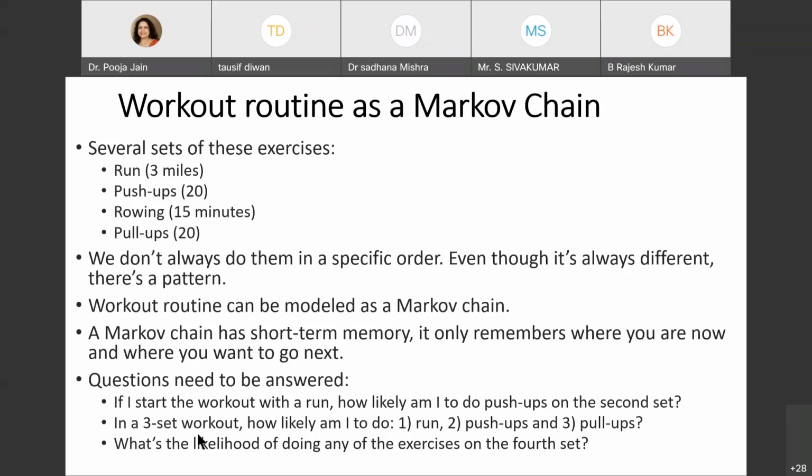In a 3-set workout, what do we mean by this? Among these 4 sets, I am only preferring 3 sets, or I will perform 3 sets only. I will just ignore 1 set. In a 3-set workout, how likely am I to do first run, then push-up, then pull-up? What is the probability of this? What is the likelihood of doing any of the exercises on the 4th set? So these are very realistic questions. We will also see how we can model this problem using a Markov chain.